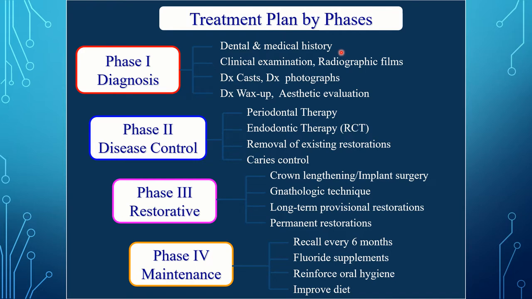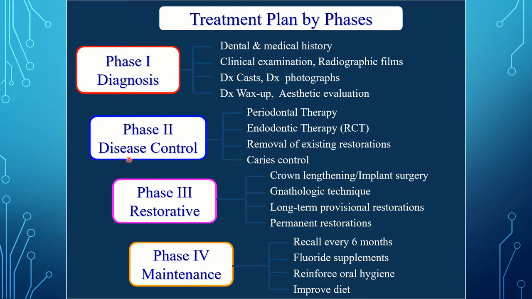Okay. Especially the past dental history and the medical history, right? Everything has to be noted. Everything has significance. Especially some medical problems do have significance. Then coming to the clinical examination, that is the oral examination, which we write in our case sheets. If there are radiographic films, you have to write the radiographic findings. Any treatment casts, treatment photographs, wax-ups, any aesthetic evaluation. So basically, you have to write in detail and observe in detail all these things to come to a diagnosis, first of all, when the patient comes to your department, okay?